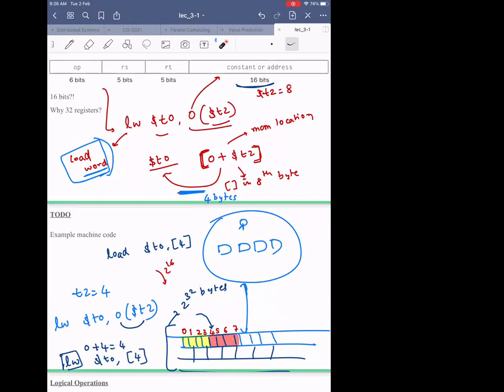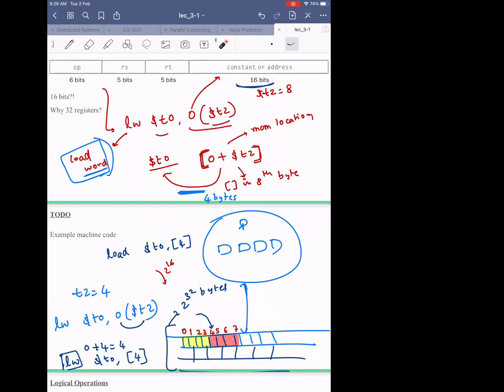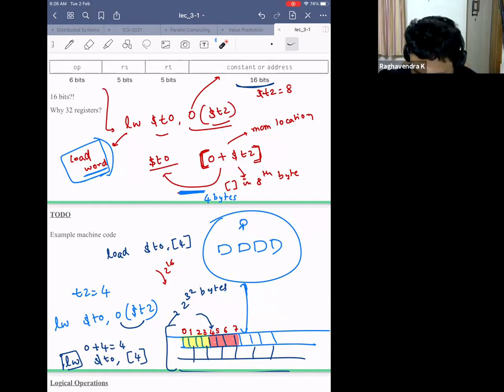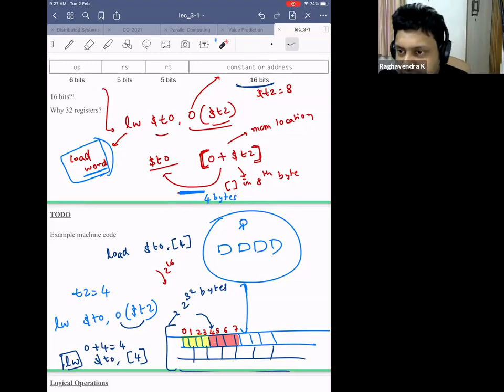So the number that you put outside, like here you have 0 and then a bracket of $T2. You can use that number to add and subtract, right? So how many bits is that number? Maybe we can use 2 power 16, because then we can add 2 power 16 to 2 power 16 and access all. But then 2 power 16 plus 2 power 16 is not 2 power 32.